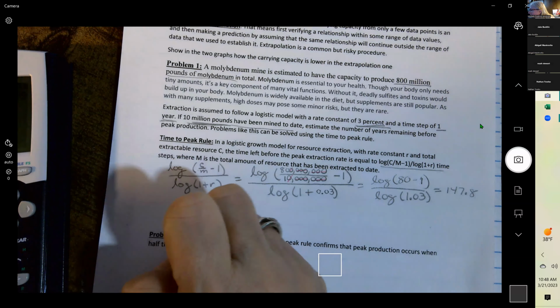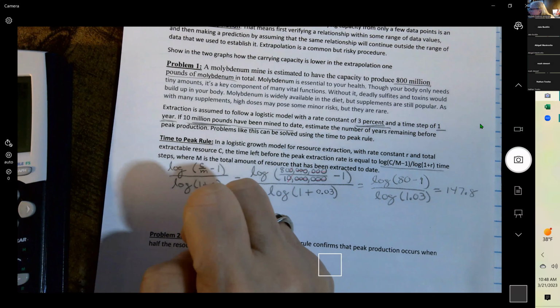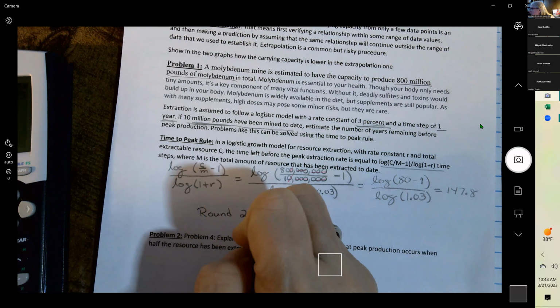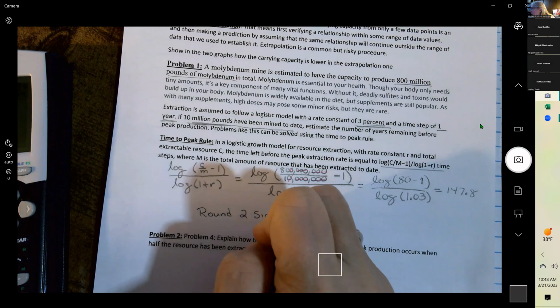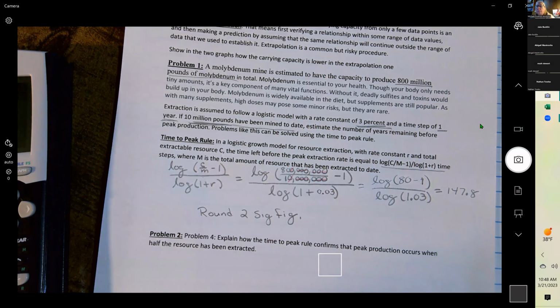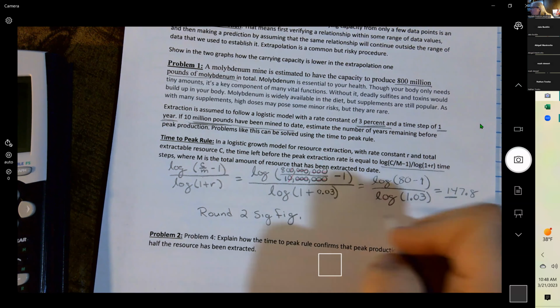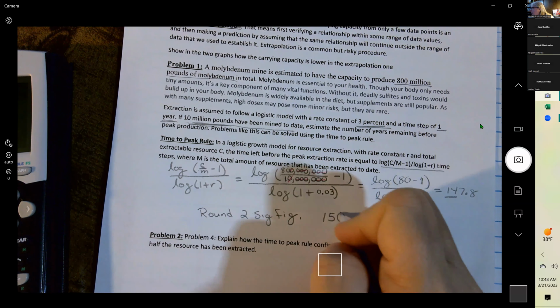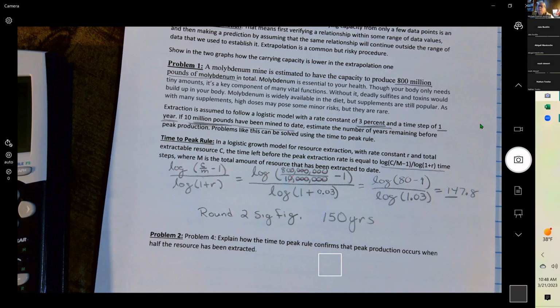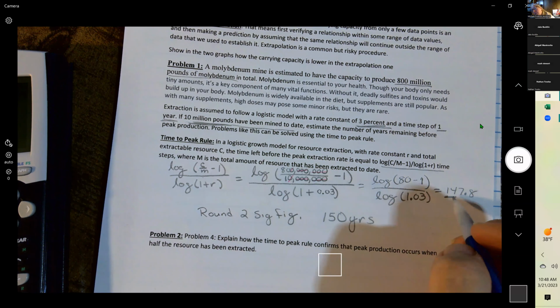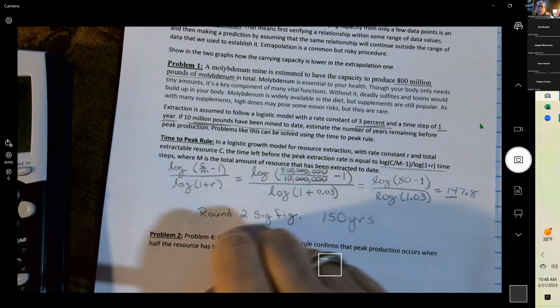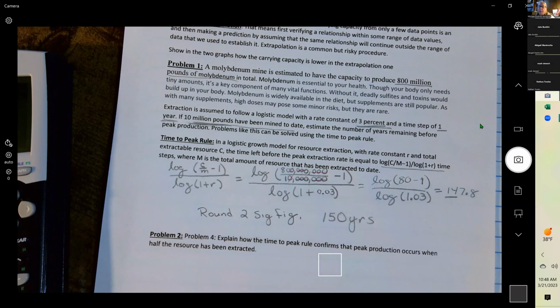Now the book said round to significant figures. So two significant figures would be these first two. So it would be 150. Rounding to a whole year would be 148. But they were rounding to two significant figures, so 150. Any questions on that?